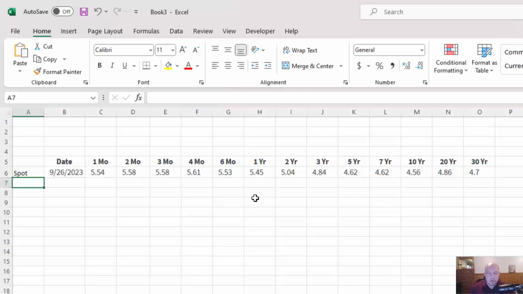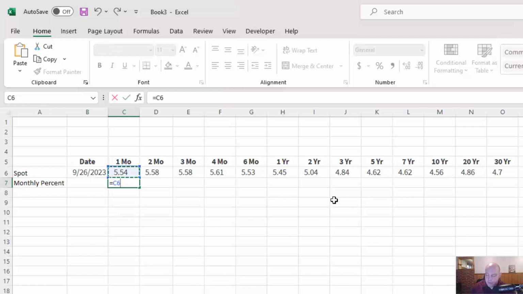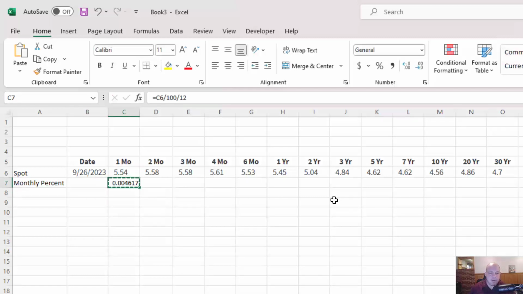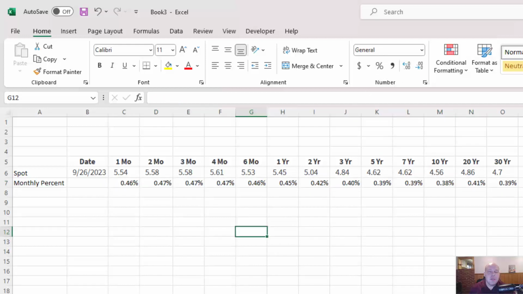The first thing I'm going to do is create the monthly version of those rates. And I'll put it into percent as well. So that's equal to this divided by 100 divided by 12. So there's our monthly spot rate. Copy that over. Let's make it a percentage. Give it a couple decimal points. Great. So that's our monthly spot rate.